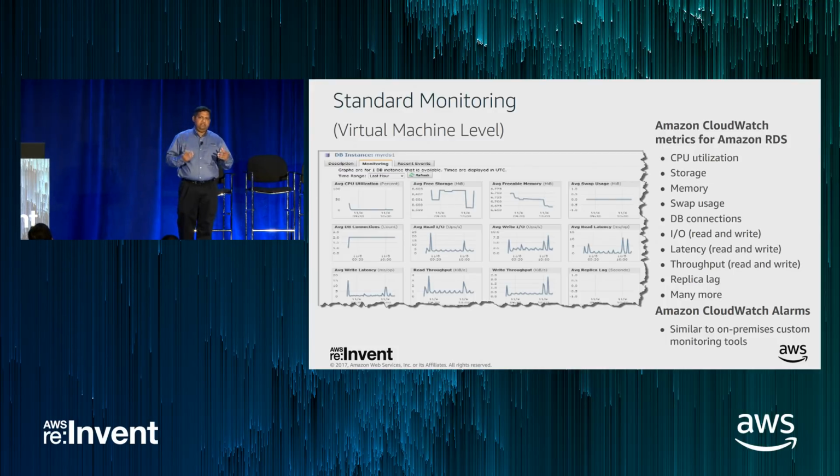The way to visualize it is the virtual machine level monitoring along with some key monitoring that we give you as part of RDS. So some of the key ones that we expose at the database level is what are the number of connections to my database, right? So those are some of the things you provide.